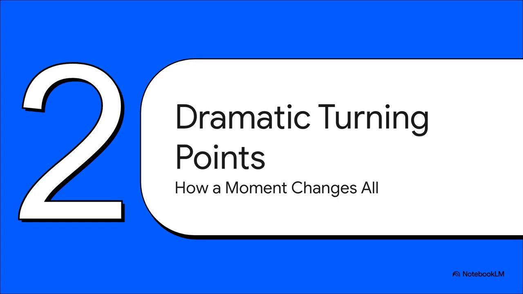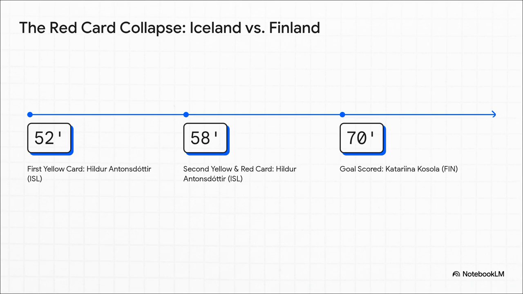These are the plot twists in our story, and guess what? They're all documented right in the match report. Check this out. It's a timeline from a game between Iceland and Finland. At the 52-minute mark, an Icelandic player gets a yellow card. Okay? But then, just 6 minutes later, she gets a second one. And a second yellow means a red card.